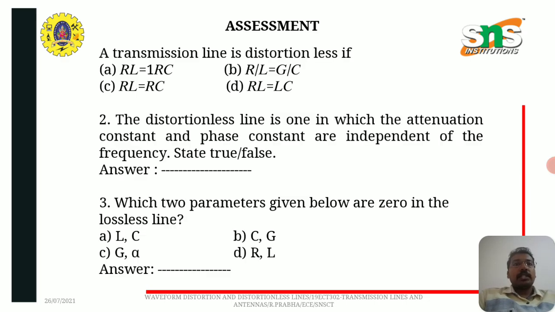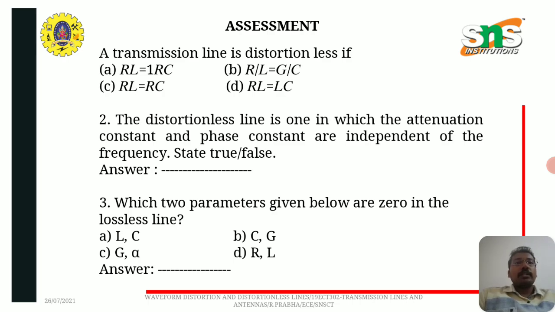The assessment questions are given as: A transmission line is distortionless if option A, RL equals 1 RC; option B, R by L equals G by C; option C, RL equals RC; and option D, RL equals RLC. The correct answer is R by L equals G by C.